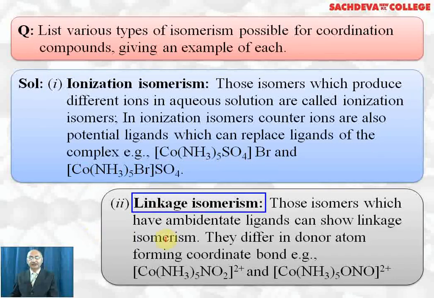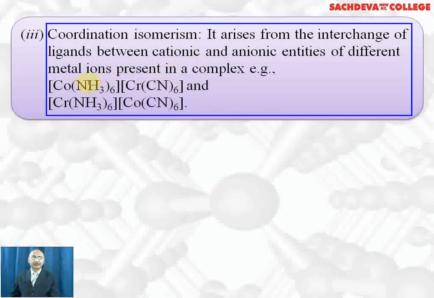Second is linkage isomerism. It is possible in those complexes which have ambidentate ligands. For example, first one is nitrito-N, second one is nitrito-O. Coordination isomerism: here both cation as well as anion are complex ions and they interchange. Here cobalt is linked with 6 ammonia and chromium is linked with 6 cyanide. Here chromium is linked with 6 ammonia and cobalt is linked with 6 cyanide. So exchange of metal ions will give you coordination isomerism.